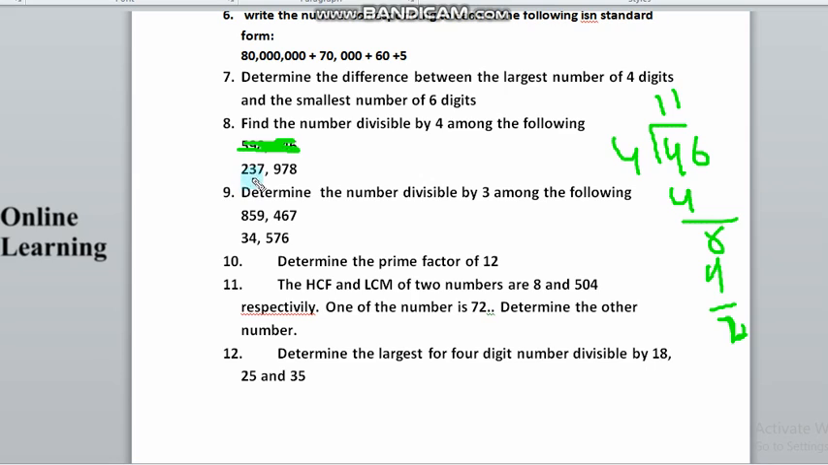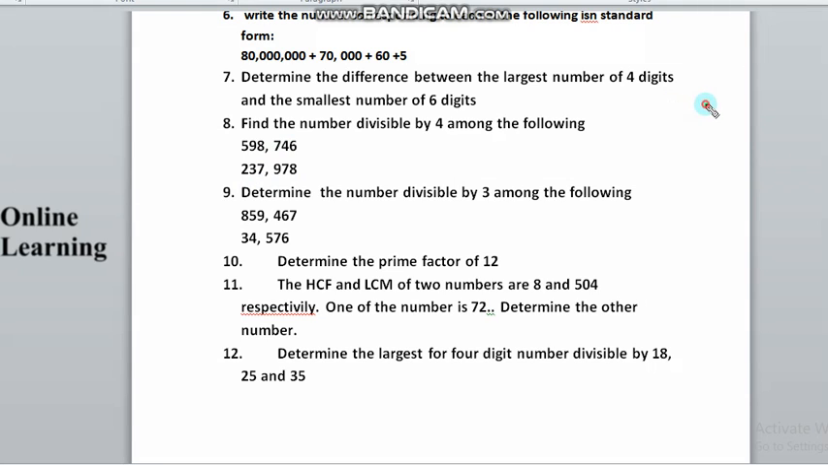Then we will check the next. 37 is not divisible by 4. 78, let's see. 4 ones are 4. 38 again. That means none of these numbers is divisible by 4.